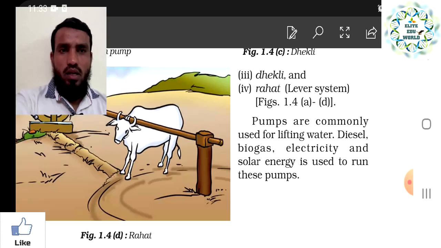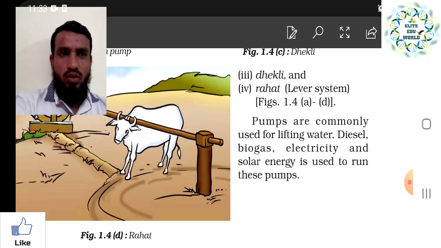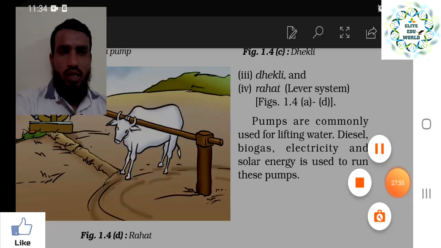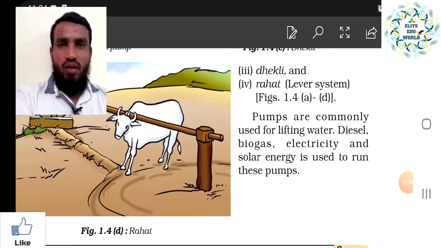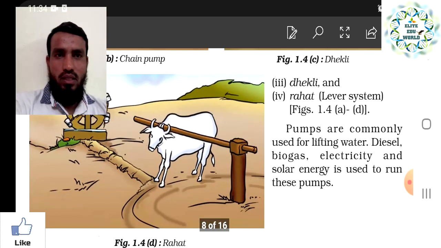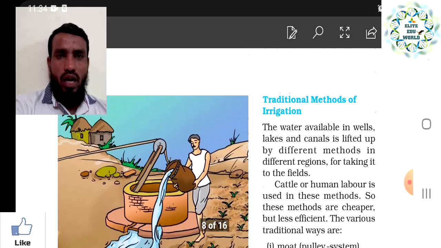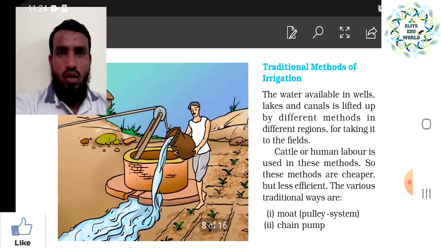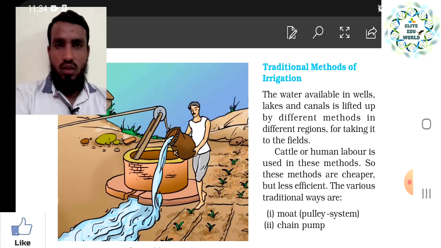Pumps are commonly used for lifting the water nowadays. Before, people used these traditional methods, and that is why they could not do farming in more and more areas, because with these techniques you cannot bring the water in large amounts. If you do not have the water in large amounts, you cannot cover more land or more fields with the help of these techniques.